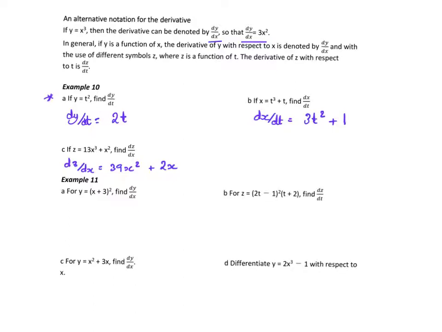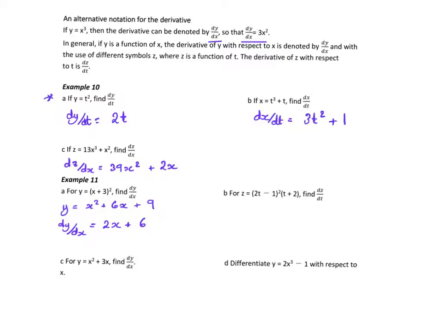In example 11, same sort of stuff, but look, we've got some brackets there, and at this stage the best way to deal with this is to expand out your brackets. So let's start by doing that. And so you get y is equal to x squared plus 6x plus 9. All right, that's that bracket expanded out. And so now we want dy dx. We want to differentiate y with respect to x. And so we get 2x plus 6. Again, expanding the brackets is probably always going to be your best bet.